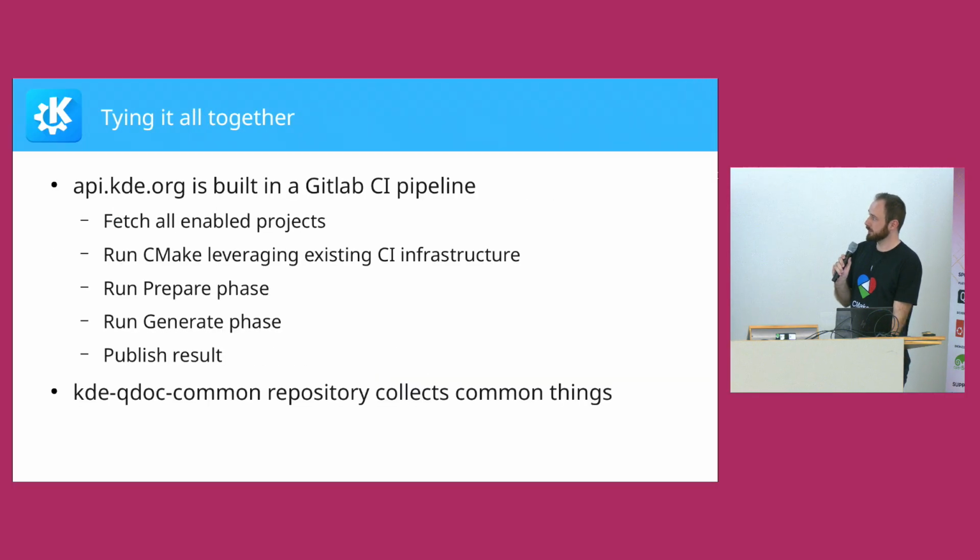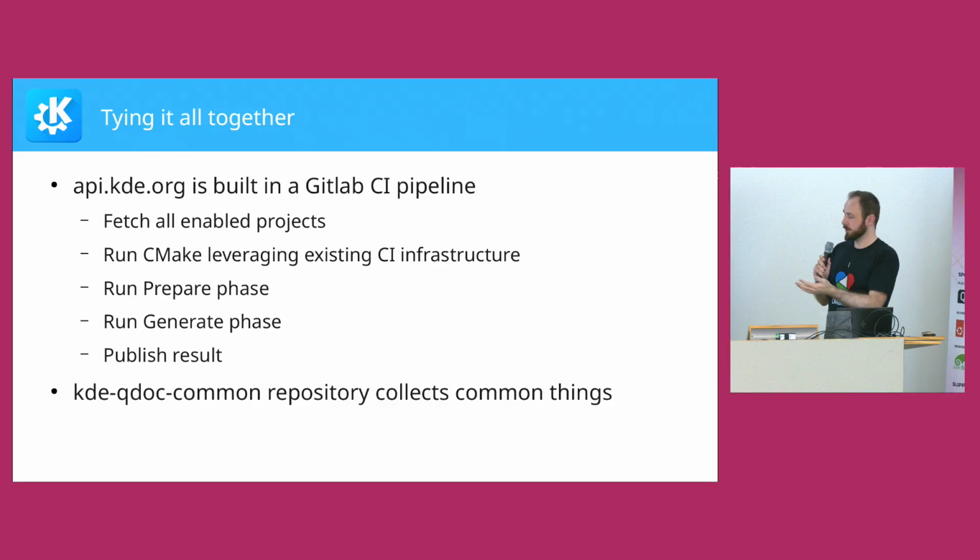So now that we did all this, we just need to tie it all together and actually put it onto the website. The API KDE.org website is built in a GitLab CI pipeline, as most modern things are, and it roughly works that way. We fetch all of the projects that we want to have documentation for. There's a list for that.